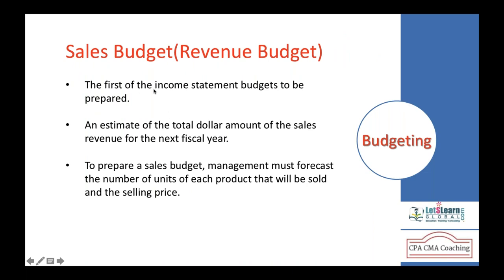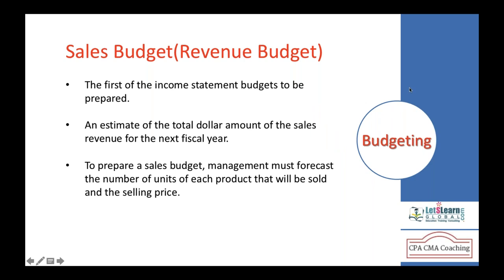Sales budget is the first budget to be prepared before the preparation of all other budgets. It is an estimation of the total dollar amount of sales. So you have to take the quantity times the dollar amount. It is to be expressed in dollar amounts, that is, how many units you are going to sell and at what price you are going to sell.